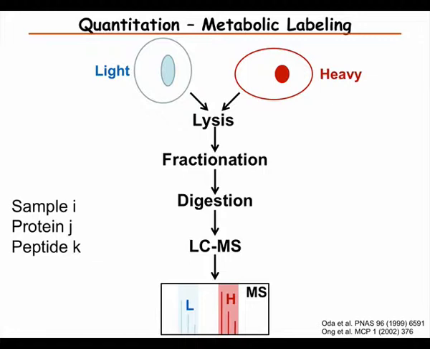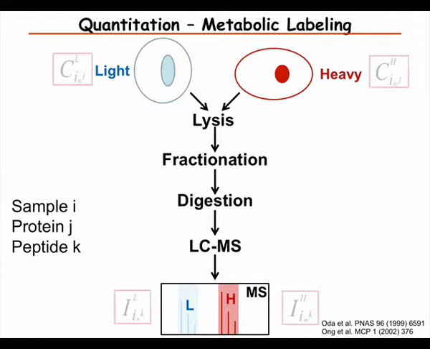The other thing one can do here is also have several different types of heavy. So you just replace different numbers of carbon-13 and nitrogen-15. And then you can do experiments with several experimental groups and mix them and then analyze them together.